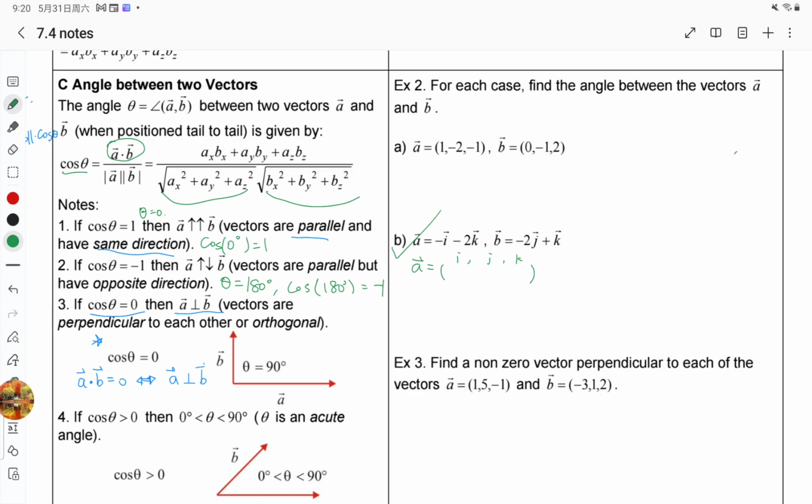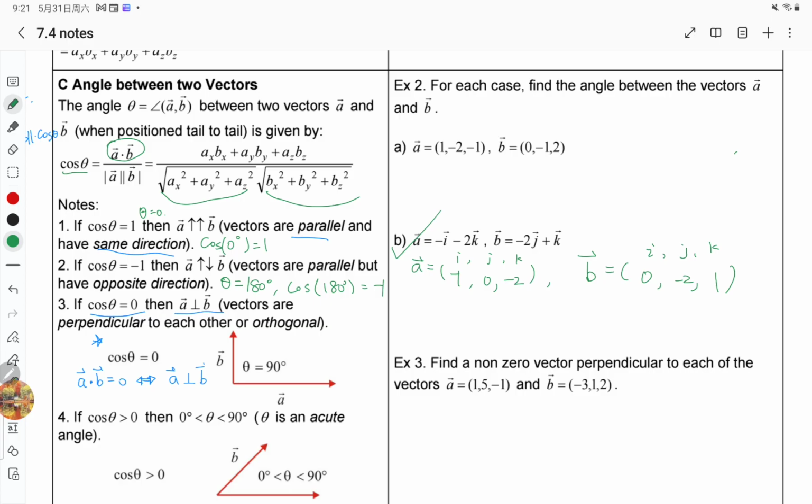Right? And here I just put it down -1 and 0 and -2 here. Okay. And then B, I'll just write it down. So again, I put it down i, j, k and then just put down the scalars, right? So i 0, j -2, k 1. Okay.